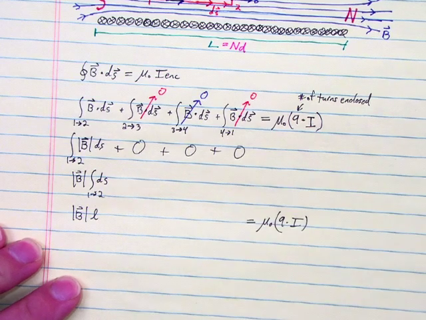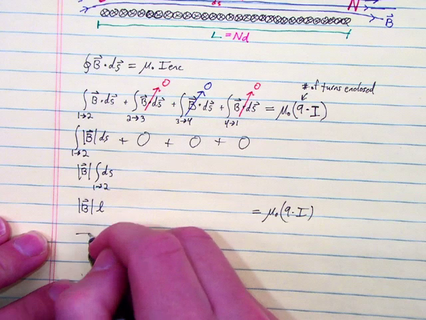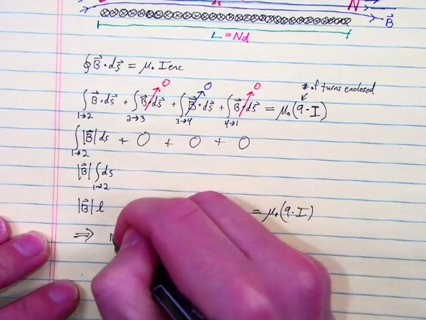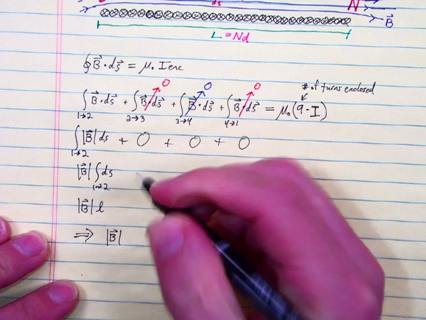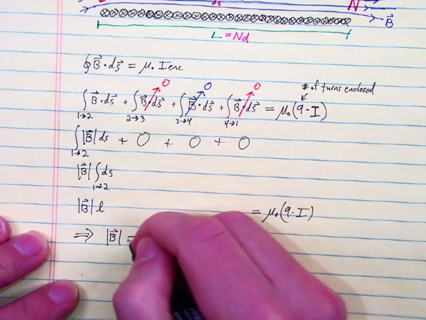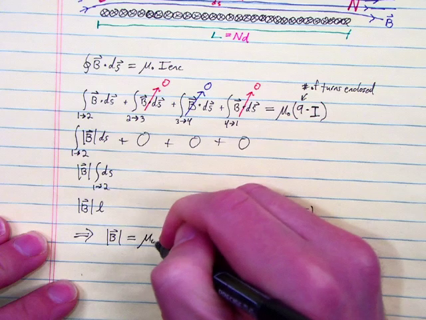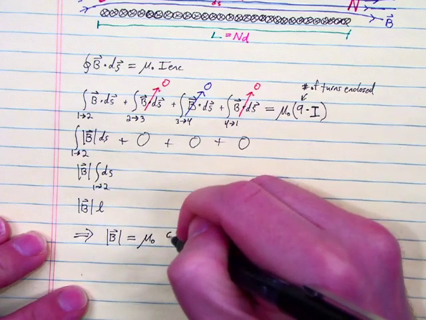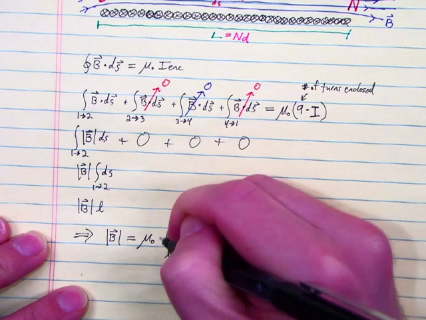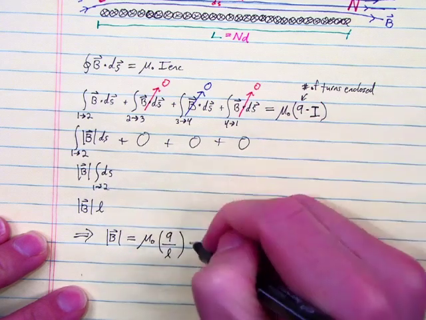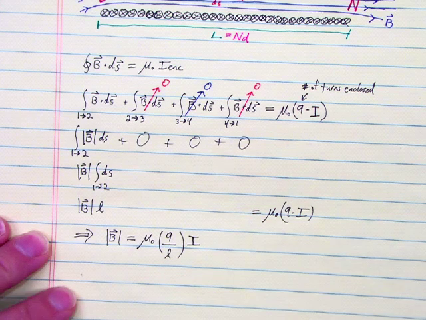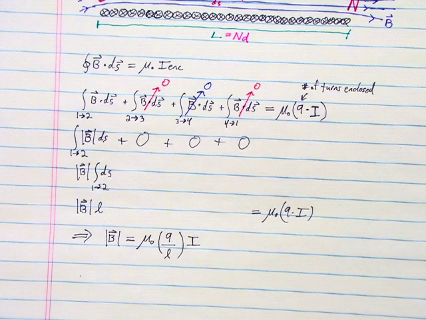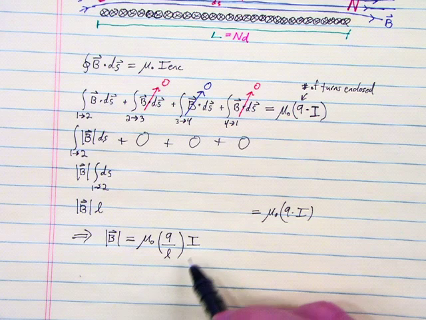times our current enclosed. So we're concluding that the strength of the magnetic field inside our solenoid equals mu naught, and I'm going to say 9 over l, times the current running through our wire. Let's generalize this a bit.